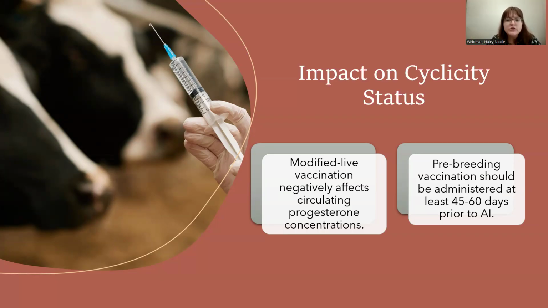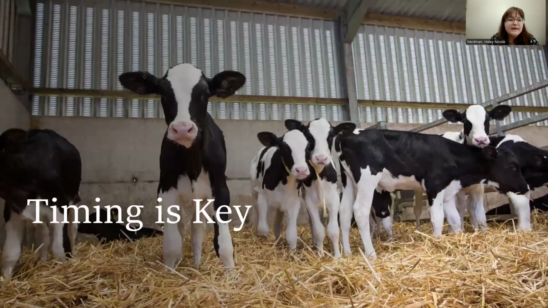Therefore, pre-breeding vaccination should be administered at least 45 to 60 days prior to artificial insemination to allow the reproductive system to heal post-vaccination. As timing is key because at the end of the day, you want a healthy cow and a healthy calf to allow that cow to be enrolled in the next lactation cycle without any issues.